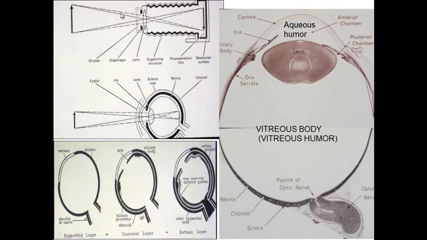Now, if you know the workings of a camera, then you already know the workings of the eye. The shutter would be the eyelid. The diaphragm would be the iris. The lens is the lens. The sclera is the white of the eye, or the structural part of the camera. The choroid is the blackened box on the inside of the camera. You've got black to prevent backscatter of light. And then the photosensitive film would be the retina.